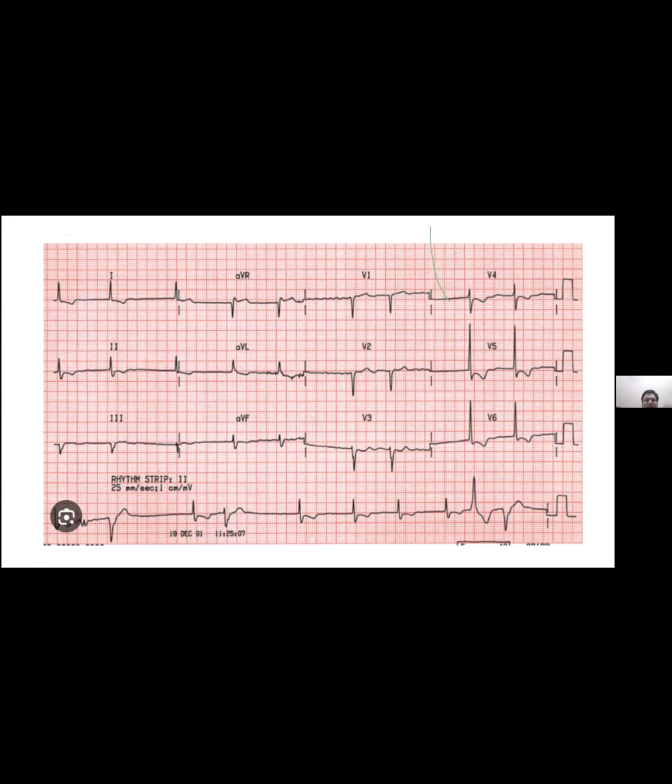Simple. P wave is absent in lead 1. P wave is not upright in lead 1. P wave is not there in AVR. P wave is not inverted in AVR. Then you have to look into the QRS. QRS is irregular, P wave is absent, straightforward diagnosis of atrial fibrillation.